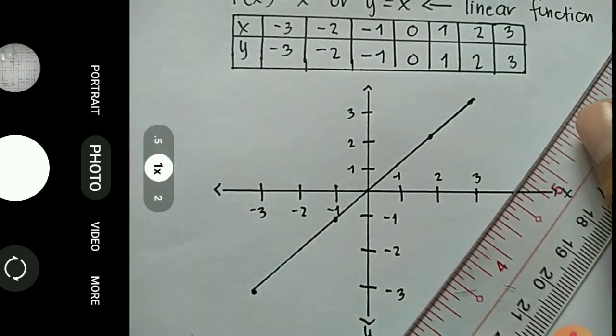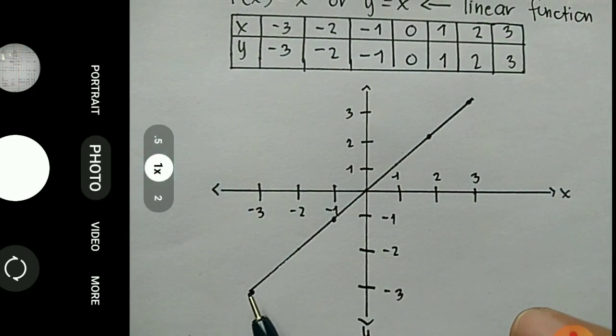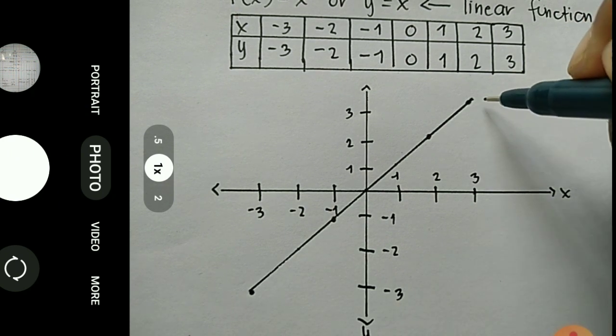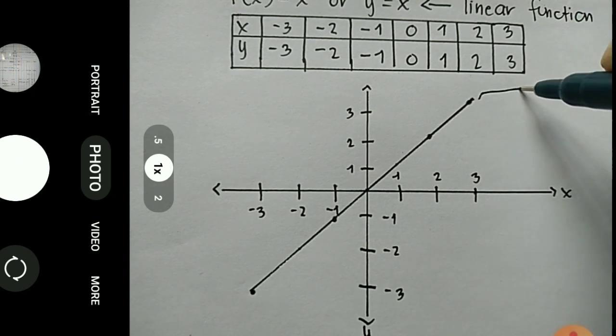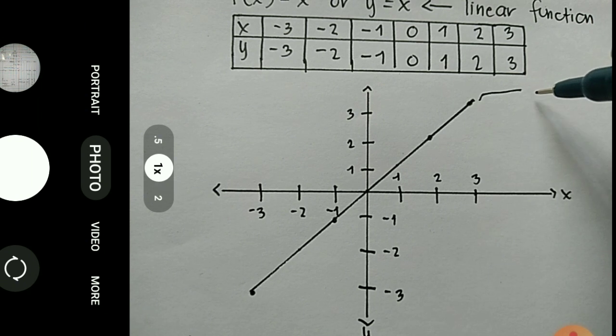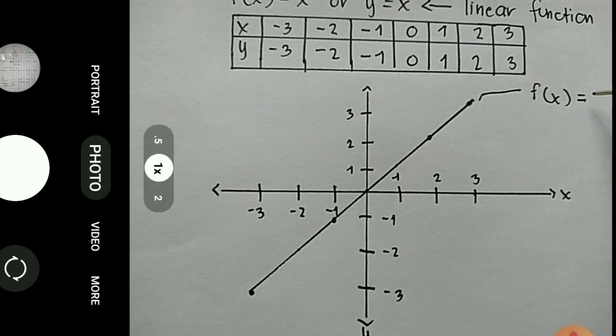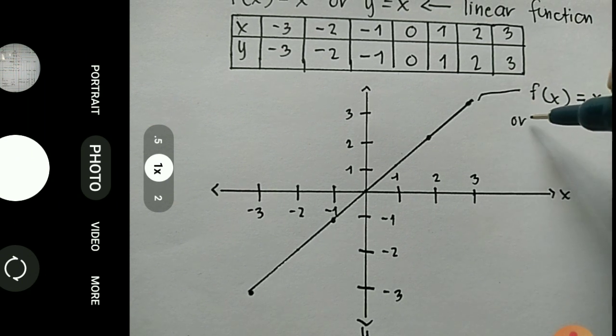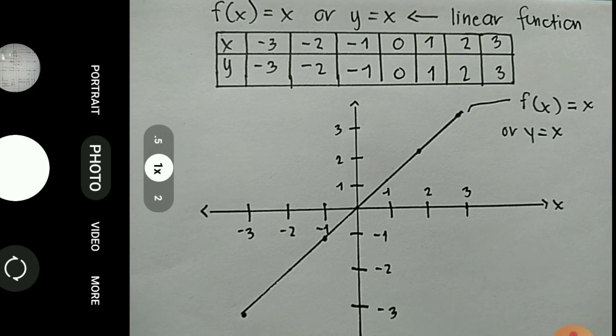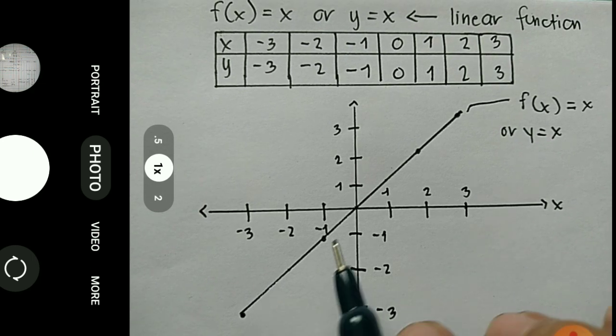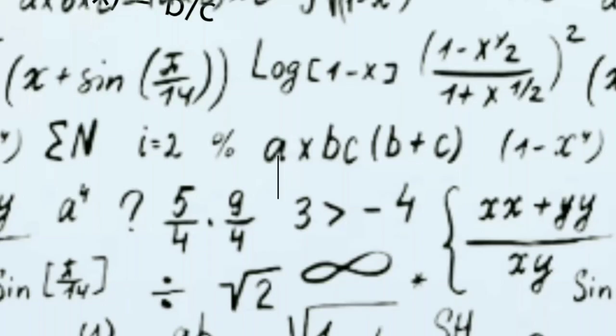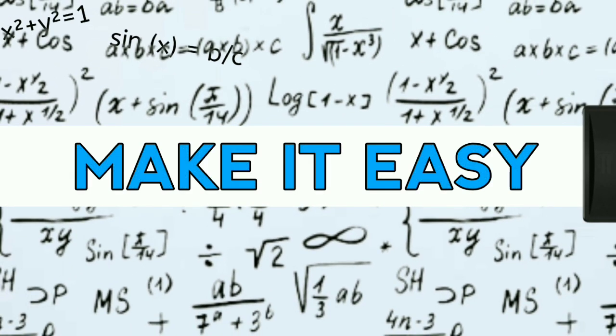This one. So this is the graph. So this graph is a graph of the equation f of x is equal to x, or y is equal to x. So that is how you graph a function. Complex problems? Don't worry. Make it easy.